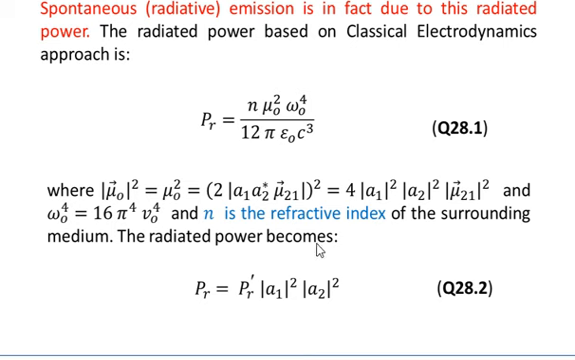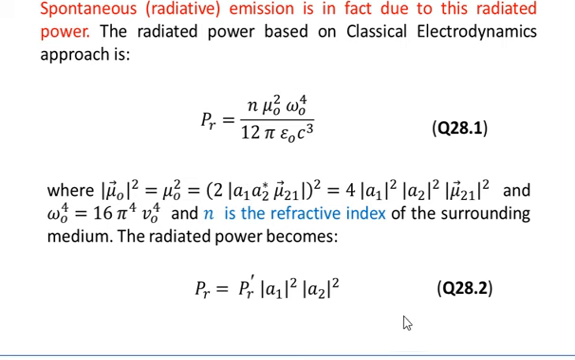The radiated power becomes P_R is equal to P_R' into |A1|² into |A2|², as given in equation number 2. Sometimes I am using some expressions directly. For example, I am using here μ0² directly, the value of μ0². When I use these values directly, it means that these values have been taken from one of the previous slides. So have a look at my previous slides to see the derivations of these expressions.